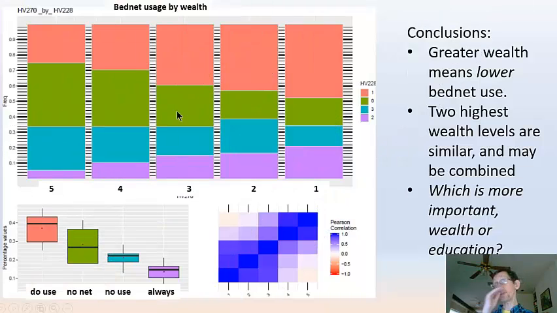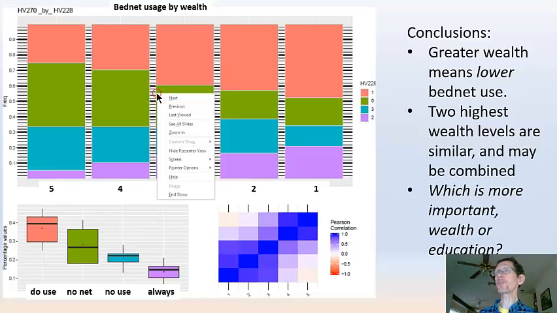All right, let's look at BedNet usage by wealth, and we see something similar. 5 is higher wealth, 1 is lower wealth. The higher wealth people have less BedNet usage, less red, less purple. Here again, we can see that these two categories are very similar and can be combined. So that's a way that the user can simplify their data. Now, of course, wealth is going to be correlated to education. The more education, the more wealth you're going to have. So which of those variables is more important?